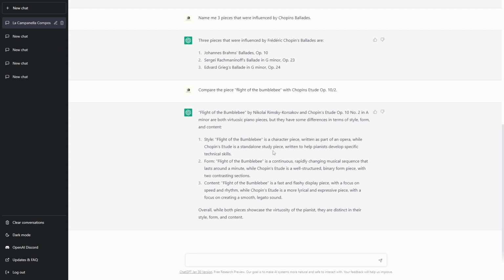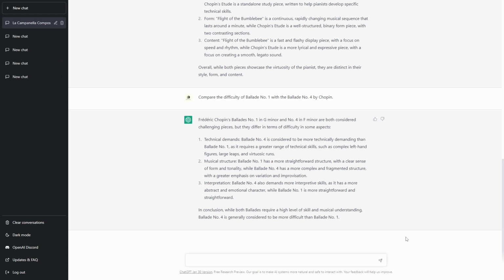So now let's move it up a gear, and for this level I will ask some direct comparisons. This will be more subjective, I think, but I'm interested in what ChatGPT has to say about this. So compare the difficulty of Ballade number 1 with the Ballade number 4 by Chopin. Okay, so again a lengthy reply here, and it does compare the two by technical demands. Ballade number 4 is considered to be more technically demanding. Absolutely agree, well done. It also even says which technical skills are required here.